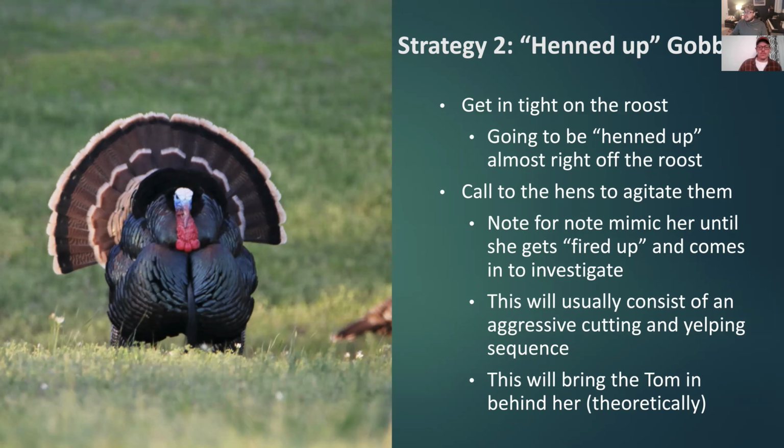All right, so we kind of talked about henned up gobblers quite a bit already. But again, all we're doing is really just trying to tick off that hen that tom happens to be with, hoping that we force her to come in with the tom or the jake directly in tow. Yeah, and this can be tough.